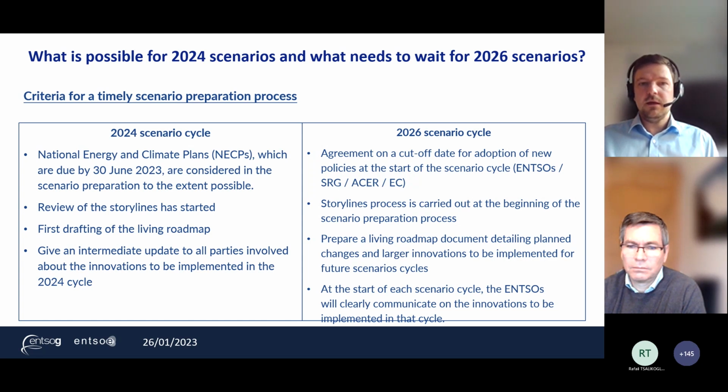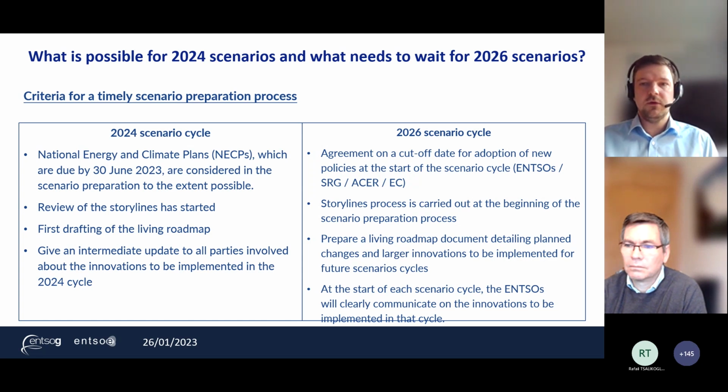What we will do at the beginning of the scenario preparation process is also look at our storylines again, together with the stakeholders, to see if these storylines are still fitting, and if we need to update them. What we can also do for the 2026 cycle is to prepare the living roadmap document where we will lay out what we plan to incorporate regarding innovations. This is a bit like a roadmap, because we have a lot of ideas for innovation, but we also need to test them.